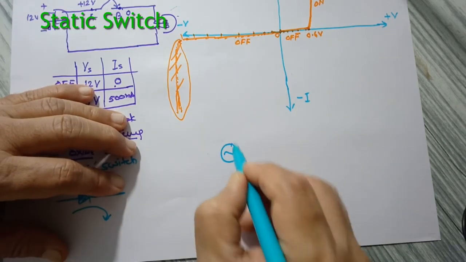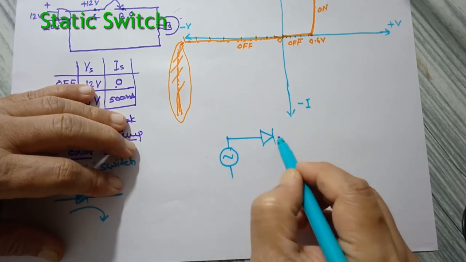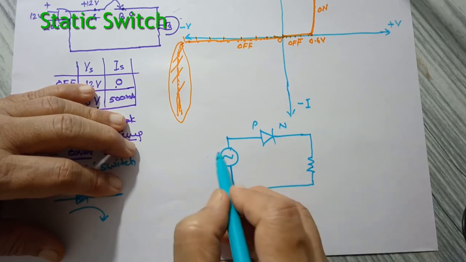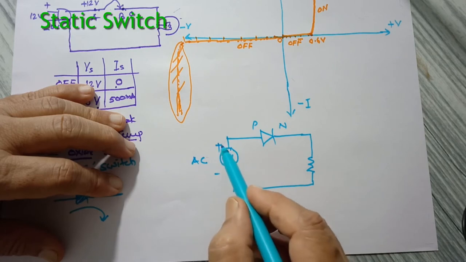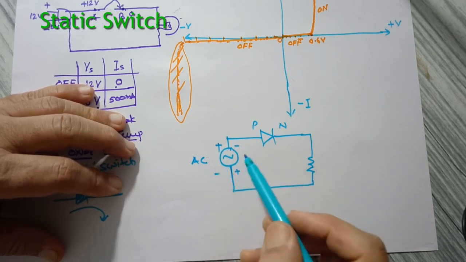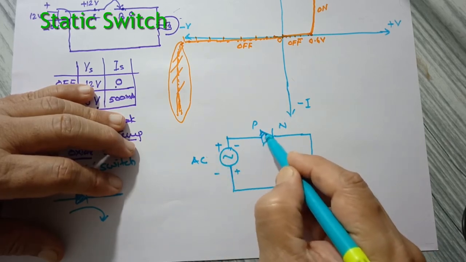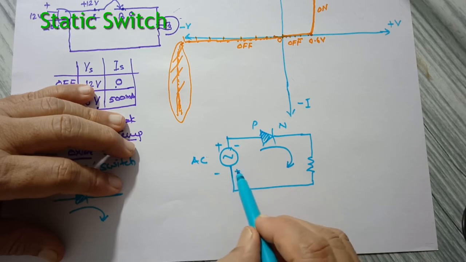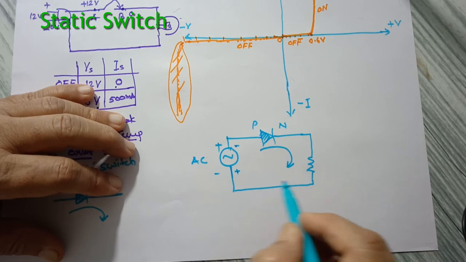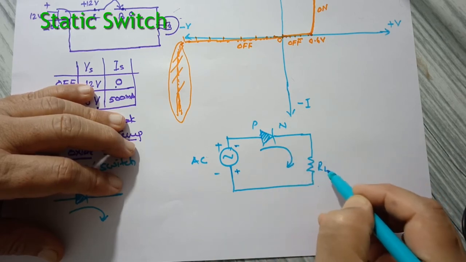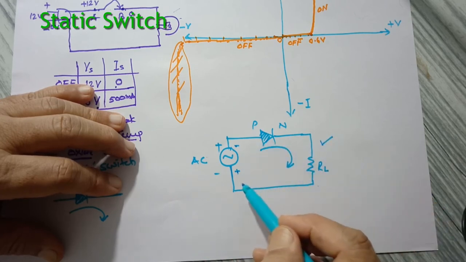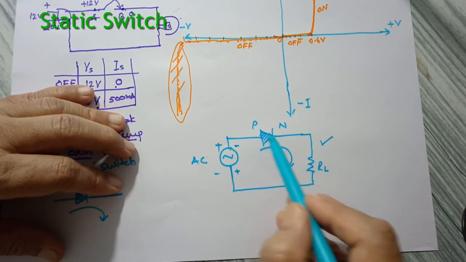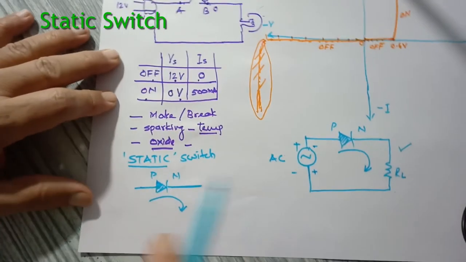Suppose this is an AC source, and we connect a PN junction diode in series with some load resistance. And in AC, you know that there is a positive half cycle, then a negative half cycle, about 50 cycles in 1 second. So during every positive half cycle, the junction diode becomes forward biased and current flows. And for every negative half cycle, the diode becomes reverse biased and no current flows, and there is no voltage across the load RL. So during the positive half cycle voltage gets developed, and during the negative half cycle no voltage gets developed. We have seen that it works as a rectifier. So this is how you can use a PN junction diode, and what is it? It is a static switch.